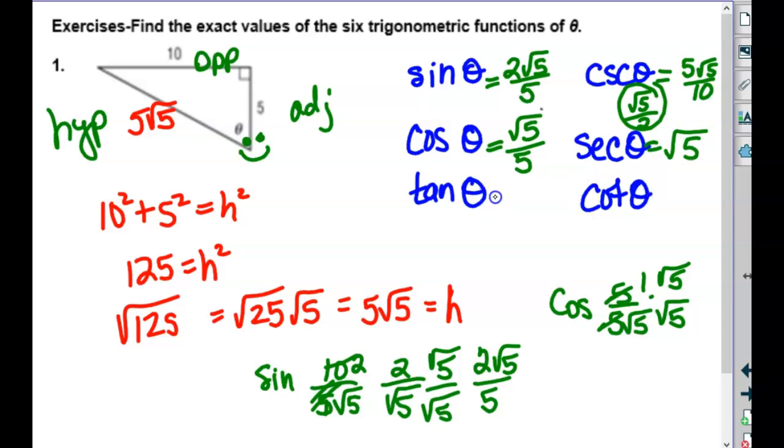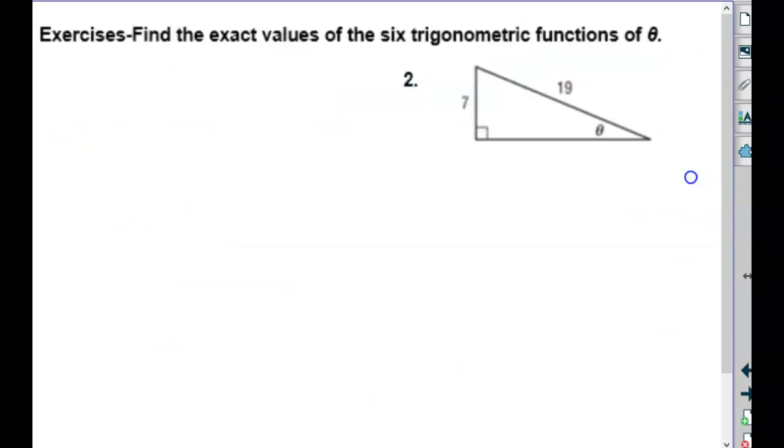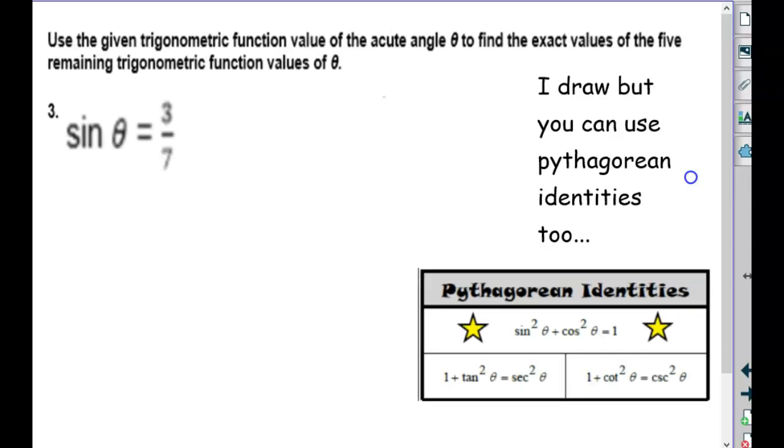Okay, are these easier? I hope. Tangent is opposite over adjacent, which would be 2. And cotangent is adjacent over opposite, which would be 1/2. I didn't mess up, did I? We good? All right. Oh, this one I'm skipping. Deal? Okay, let's go to 3.